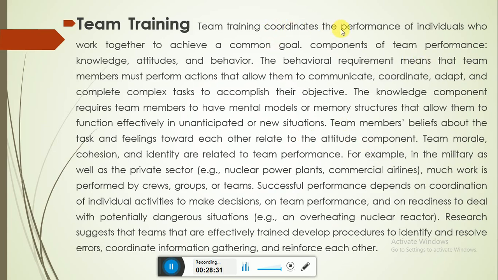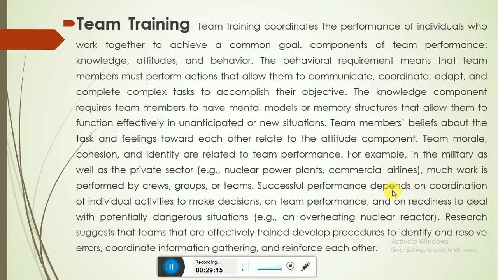Team training coordinates the performance of individuals who work together to achieve a common goal. Components of team performance: knowledge, attitude, and behavior. The behavioral requirement means that the team member must perform actions that allow them to communicate, coordinate, adapt, and complete complex tasks to accomplish their objective. So I think it's very simple. The knowledge component requires team members to have a mental model or memory structure that allows them to function effectively in anticipated or new situations. Team members' beliefs about the task and feelings towards each other relate to the attitude component. Team morale, cohesion, and identity are related to team performance.